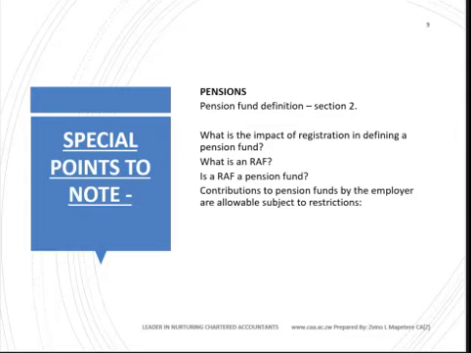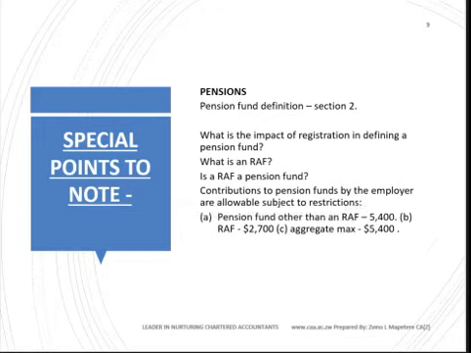Now, when you look at contributions to a pension fund by the employer, these are deductible for the employer, but subject to particular restrictions. Firstly, for pension funds other than RAFs, you get a deduction of up to 5,400 per employee. For just a single retirement annuity fund, you get a deduction of up to 2,700 per employee. And when you have a mix of both pension funds and retirement annuity funds, you are allowed a deduction of an aggregate amount of a maximum of 5,400 per employee.